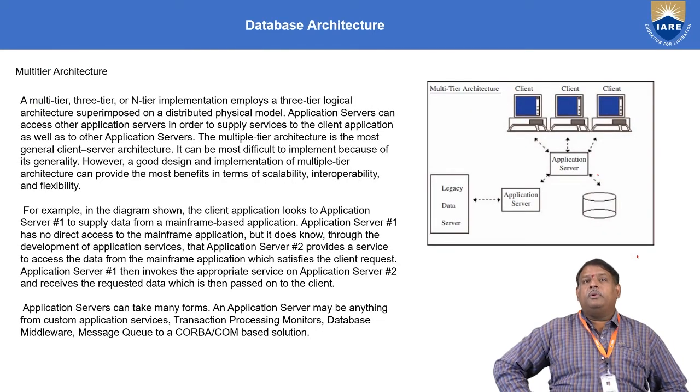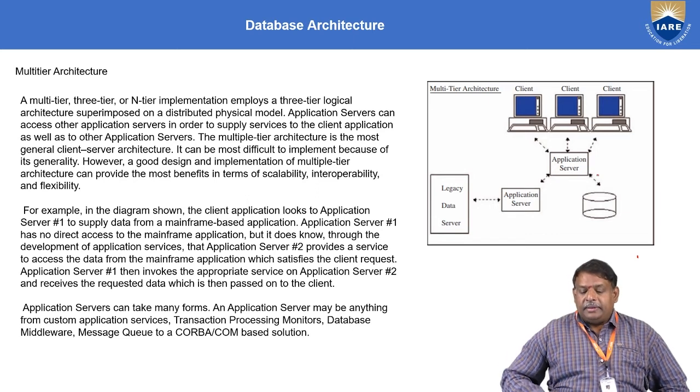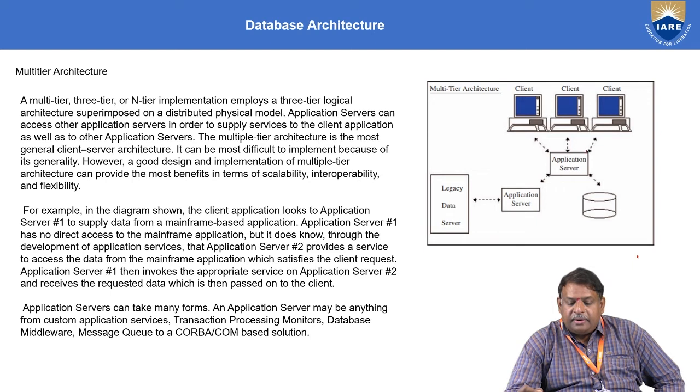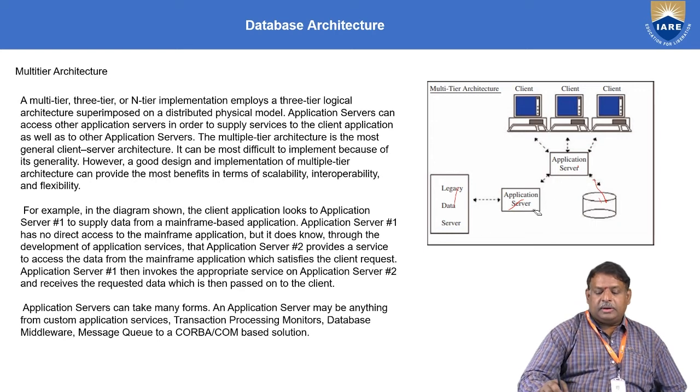Now we will see one more, that is multi-tier. See, we have various clients and there will be one application server catering to the databases. Okay, this is the application server and the legacy data server. Here multiple clients will connect to one application server, and this will interact with the application server or database server.